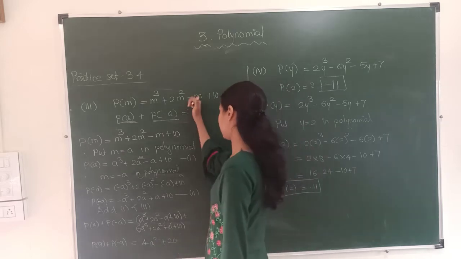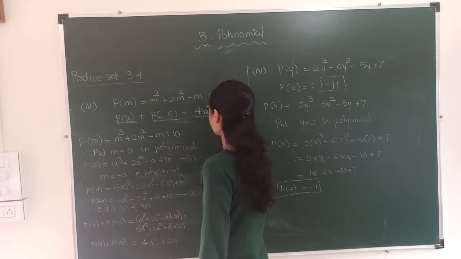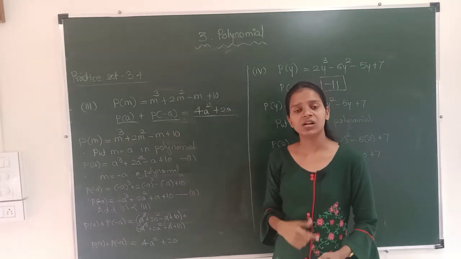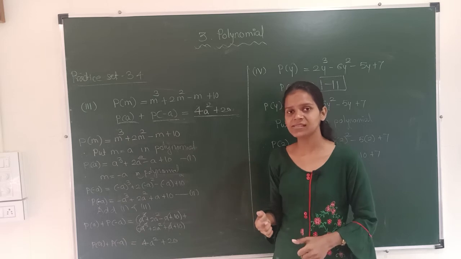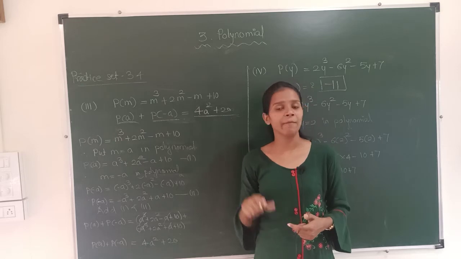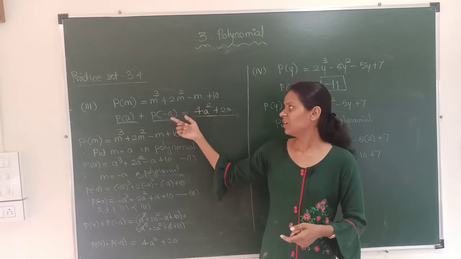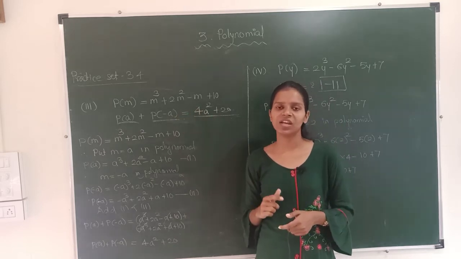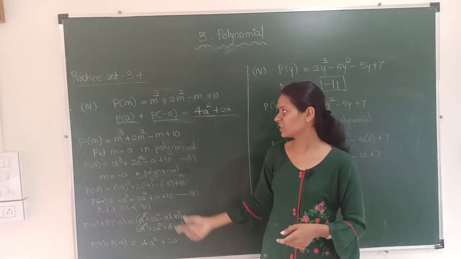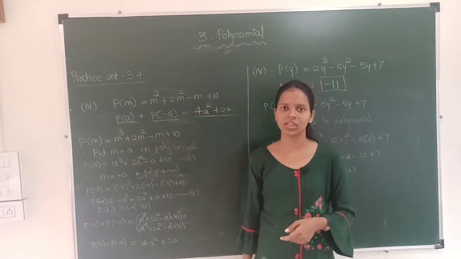So we got the answer for this. Answer is 4a square plus 20. Are you getting how we solve it? They have given us the polynomial and they asked us to find p(a) plus p(-a). What we did: in the polynomial we replaced the variable m first by a, and named it equation number 1. Secondly, we put the value of m as minus a, which is equation number 2. Then we add both equations 1 and 2 and we get the value of p(a) plus p(-a) as 4a square plus 20.